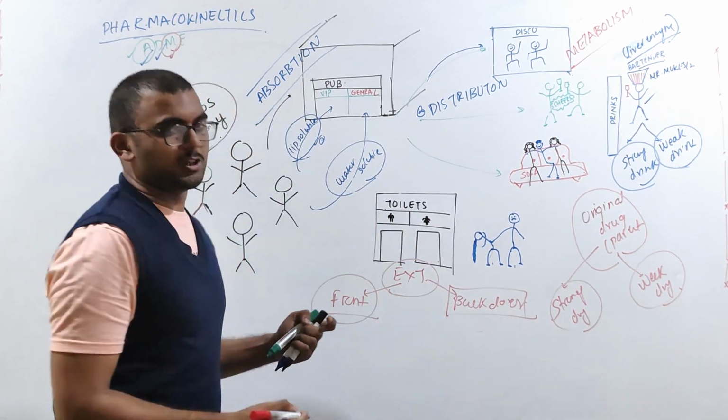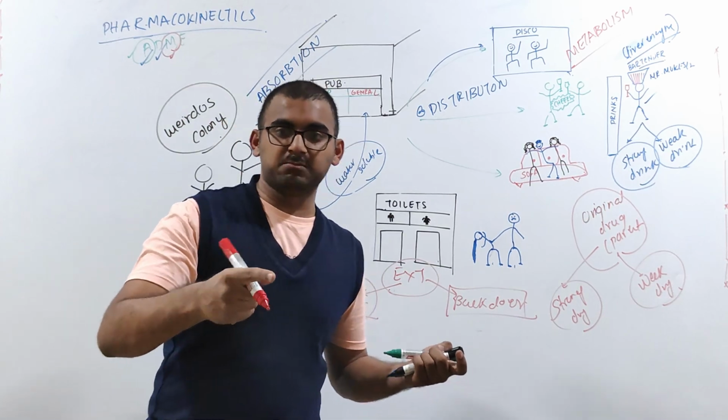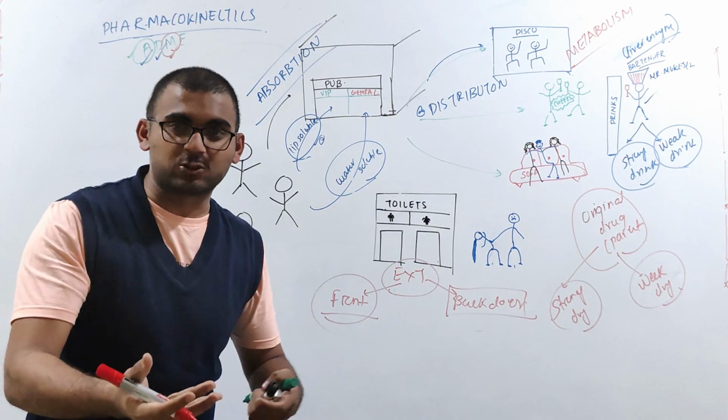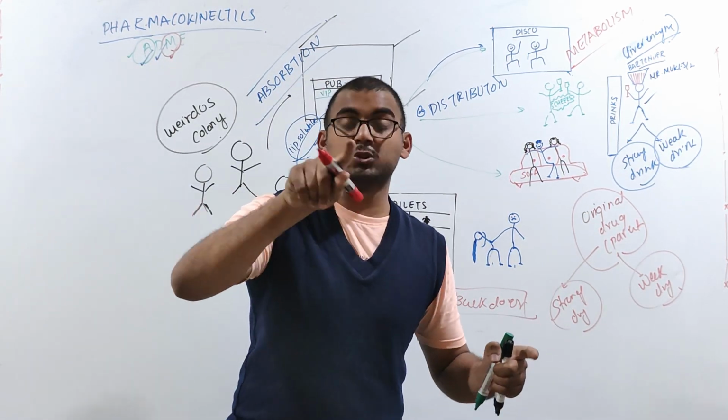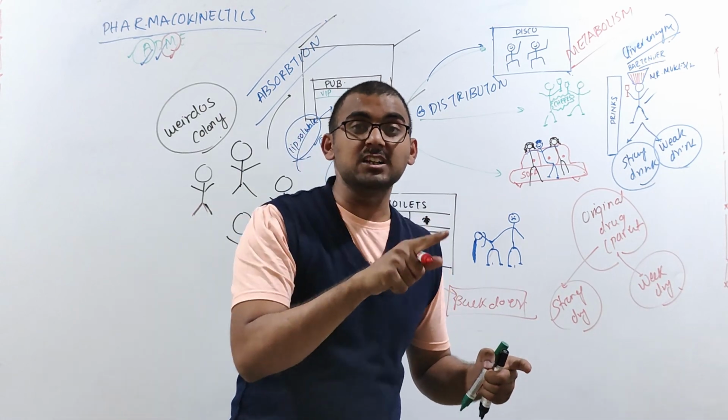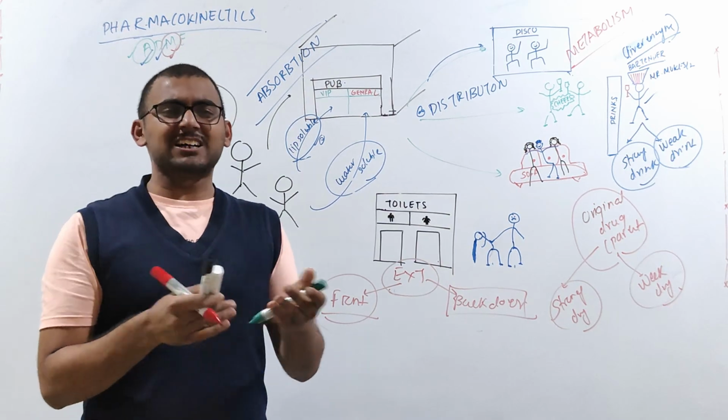Okay. So front door means what? That is nothing but the urine. Front door is nothing but the urine. So if you are excreting through the urine, that is the front door. And the back door means the biliary excretion. When we excrete through the bile ducts, that is called your biliary excretion. So that's the last thing.